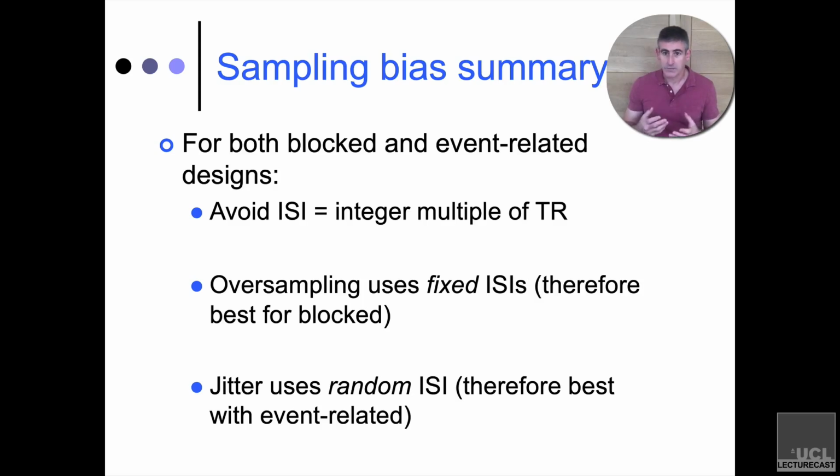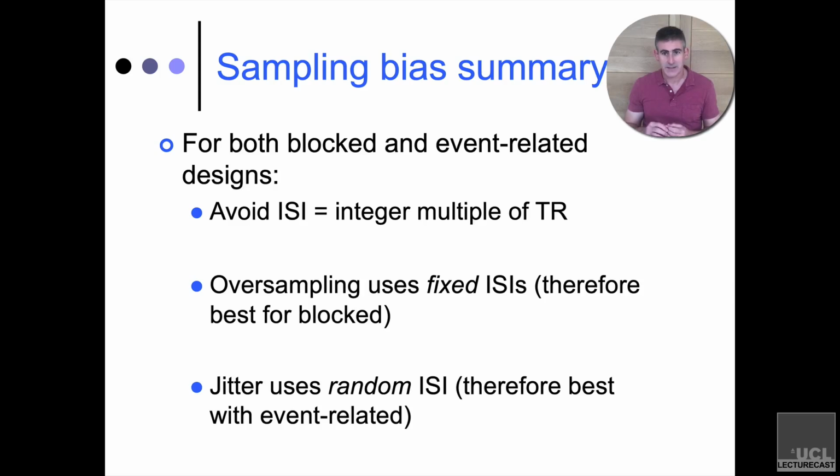One way around that for a block design is to use an oversampling, where you still stick with a fixed intertrial interval, but it's just not an interval that's an integer multiple of the TR. So for instance, if it's a 3 second TR, nothing that's 3, 6, 9, that doesn't work. So it can be 4, it can be 5, it can be 3.2, whatever, as long as it's not an integer multiple of the TR. However, that only is a successful solution for block designs.